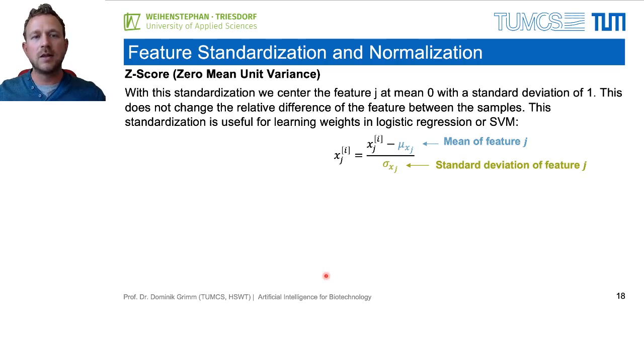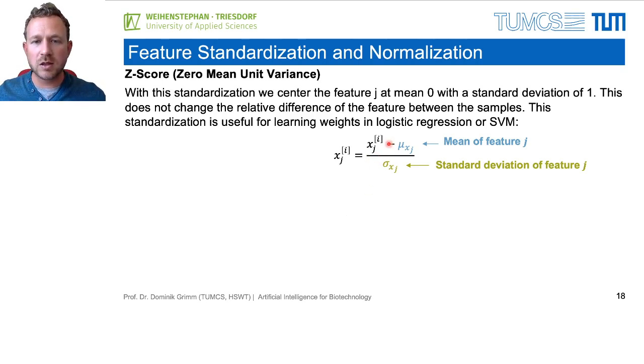Another technique is to standardize the features, or to center the features around the mean 0, and that we normalize them in such a way that they have a standard deviation of 1. And the nice thing about this is that this does not change the relative differences of our features between the samples. And this is a very important normalization technique that is very useful when we train a logistic regression model or a support vector machine, because first of all, they converge much faster and we get more stable solutions in terms of the weights. What or how can we do this?